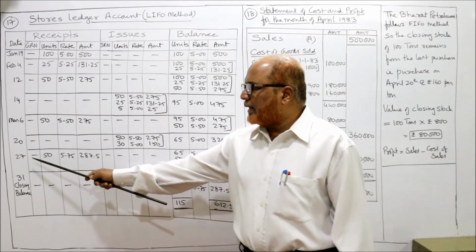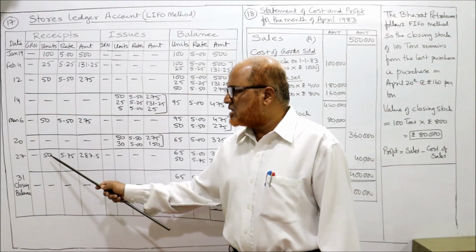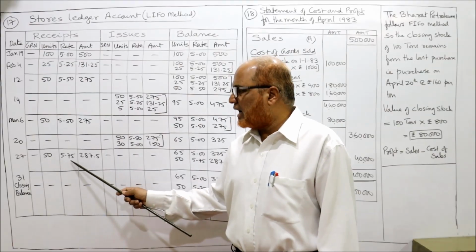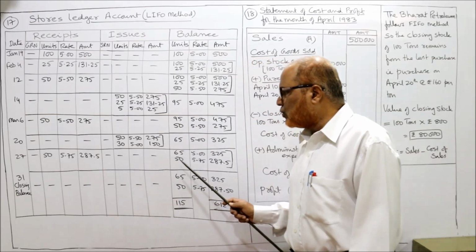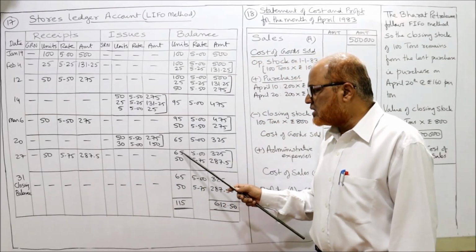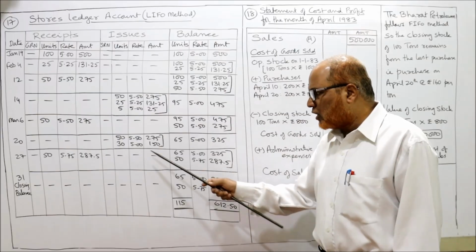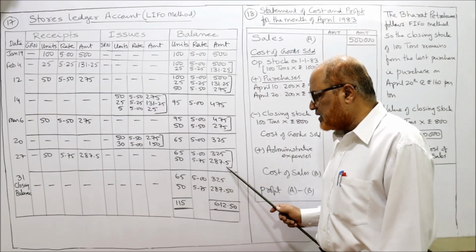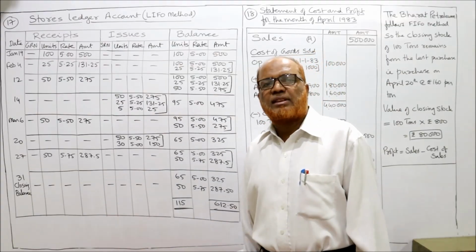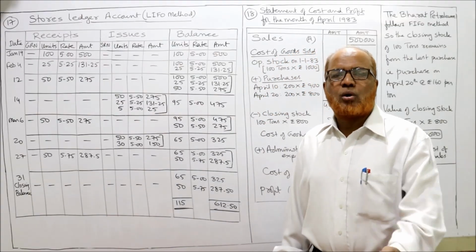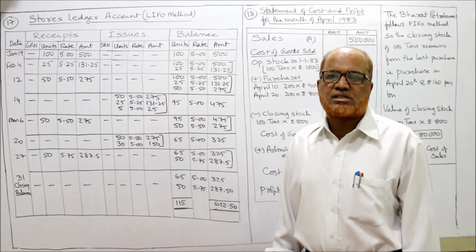That's it. Now 27th March, there is a 50 tons purchase at 5.75 each, 287.5. Now we will have 2 lots. The old lot 65, 5, 325. New lot purchase 50, 5.75, 287.5. That's all. The transactions are given up to 27th March and we are closing the accounts on 31st March.